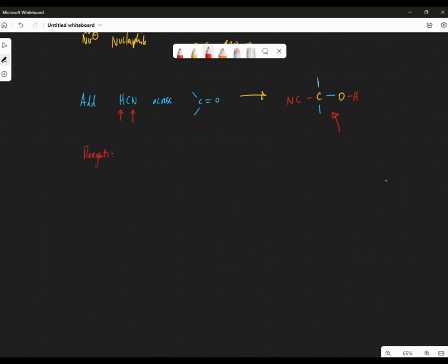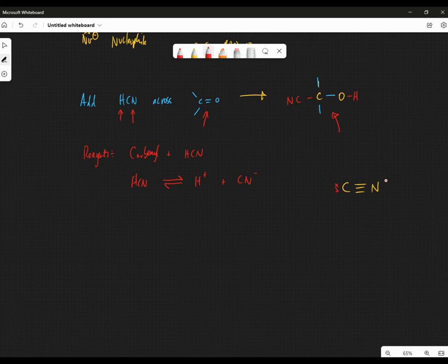Reagents. Well, it's obviously going to be a carbonyl group, because that's what we're adding across. We add this group here plus HCN. Now, annoyingly, well, not annoyingly, HCN is a weak acid. It will split up to H plus and CN minus. Let's have a quick look at the CN minus ion. It has a triple bond there, like that.